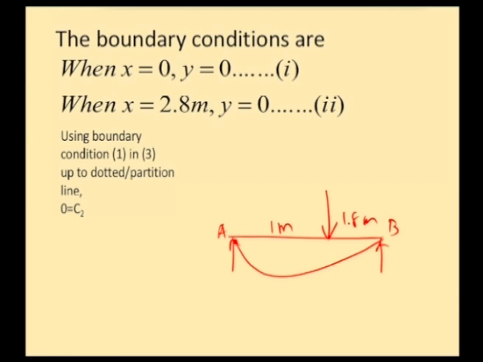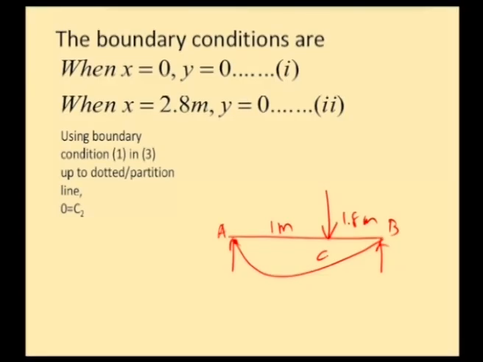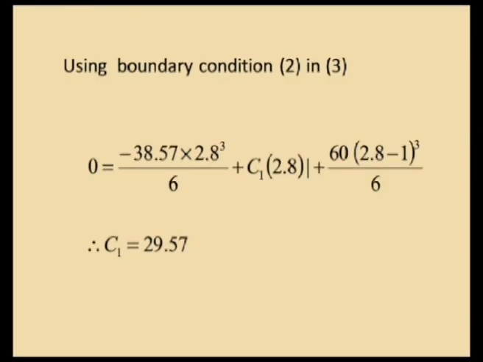So, the boundary conditions will be, say at x equal to 0, deflection will be 0, and at B where x equal to 2.8 meters deflection will be 0. So, when x equal to 0, y equal to 0, and when x equal to 2.8 meters, y equal to 0. Using the boundary conditions in the deflection equation up to the dotted line, the first boundary condition has to be used for portion AC alone. Then for portion CB we can use the entire equation. So, substituting that we will get C2 equal to 0, and then substituting the boundary condition 2 in equation 3 we will get C1 equal to 29.57.